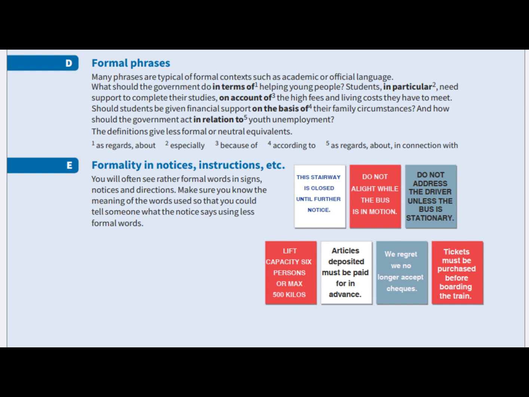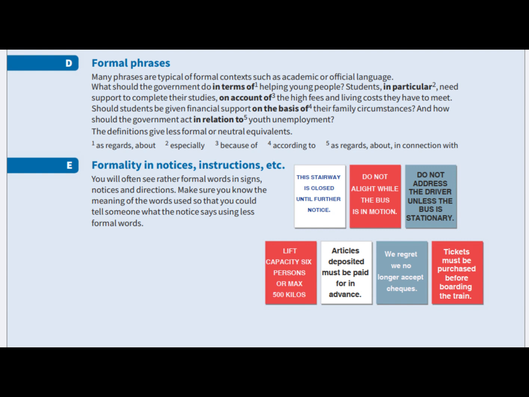E. Formality in notices and instructions. Public notices, official signs, and instructions often use formal words. Understanding these expressions allows you to explain the message later in simpler language. A notice saying this stairway is closed until further notice means that people cannot use the stairway until a new announcement is made. The instruction "Do not alight while the bus is in motion" means that passengers must not get off while the bus is moving. A notice saying "Do not address the driver unless the bus is stationary" means that passengers should not speak to the driver until the bus has stopped.